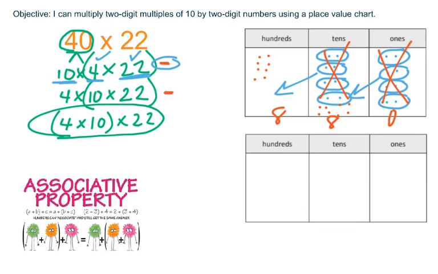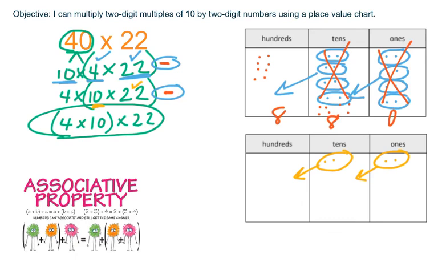Now let's check our work as we solve this second problem right here. Solve the second problem in the chart below. So again, I'm going to start with my 22, my number that is not a multiple of 10. So check. My next step, I'm going to multiply by 10, which means I'm going to go ahead and send them over.